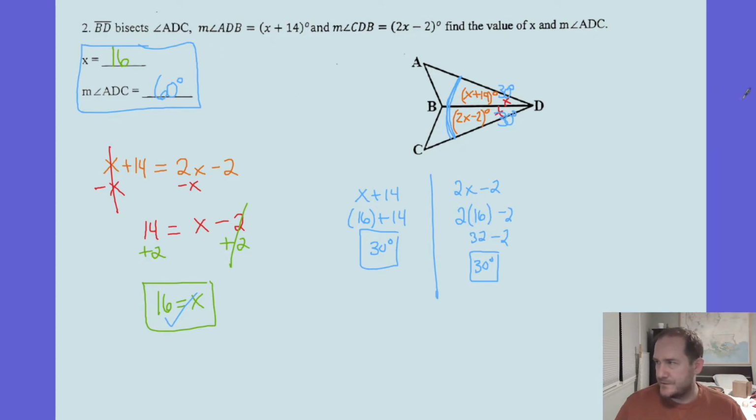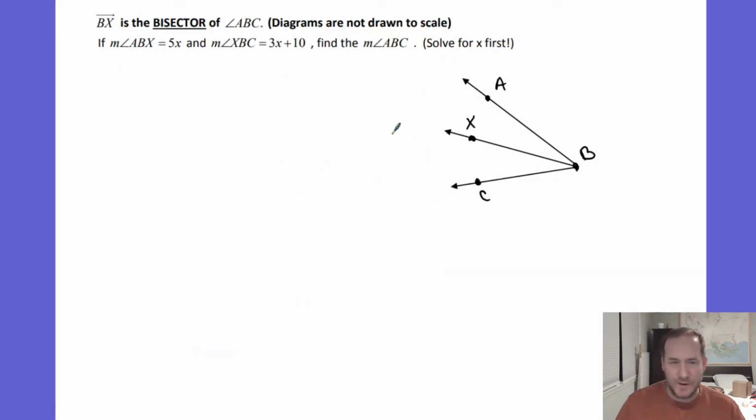So now that you understand 2, here's this extra practice problem. Again, pause the video. If you want to try it yourself, click pause, do it, and then check yourself against me. Okay, so it says here that BX is the bisector. So exact same situation that we had before. We've got an angle that's been chopped in half. And they're telling us that ABX is 5x. So this half is 5x degrees. They're telling us that the bottom half, XBC, is 3x plus 10 degrees.